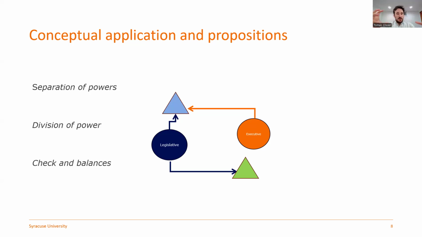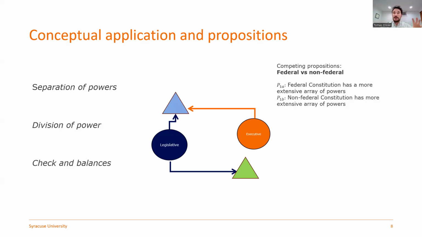So with that in mind, we argue that, first of all, it is possible to empirically observe features of these three principles. And then with that information, our goal is to test a series of propositions, or competing propositions, about how these design features would show up in federal versus non-federal countries. Here, for instance, we have two competing propositions about the array of powers that are attributed to legislative and executive actors in federal versus non-federal constitutions.